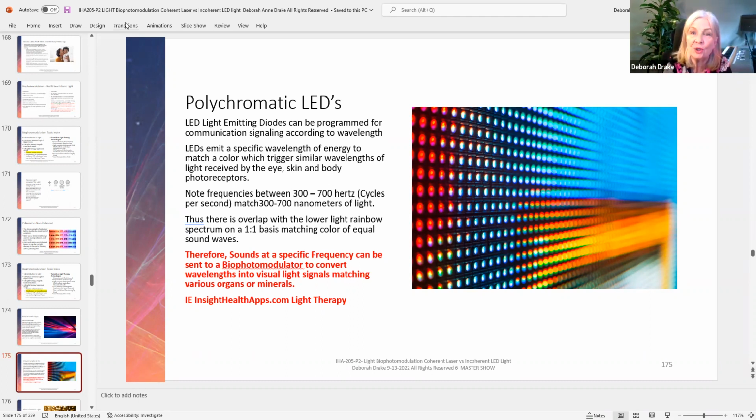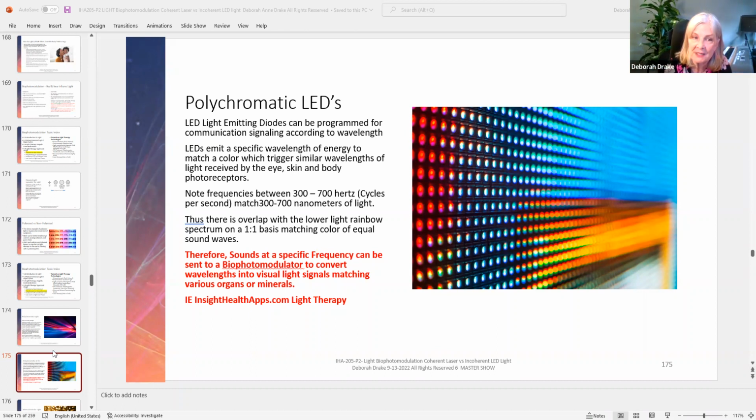So now we can use your light wand on your wrist, or your light wearable bracelet, and we can send frequencies of light into there, and it can transmute it backwards into certain cycles per second or hertz into your body. So it can go both ways here. This is the most amazing thing here. The sounds of specific frequencies can be sent to a biophoton modulator, that's our equipment, to convert the wavelengths of visual light signals matching into various frequencies that match our organs or minerals.